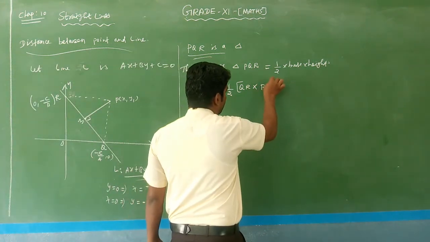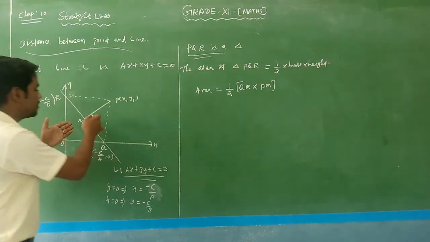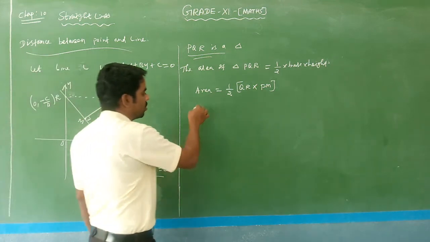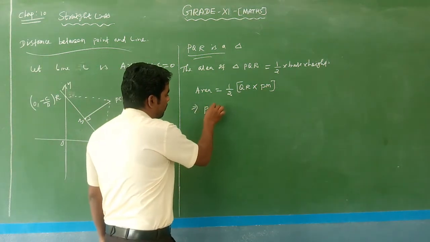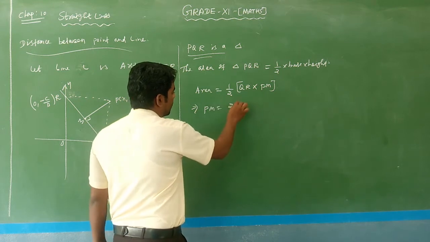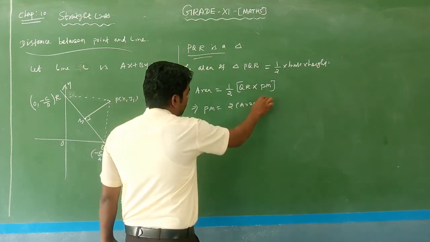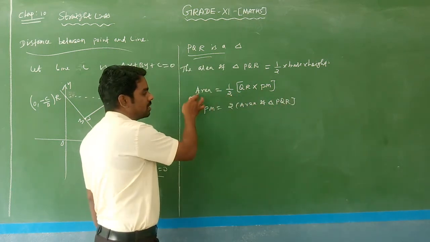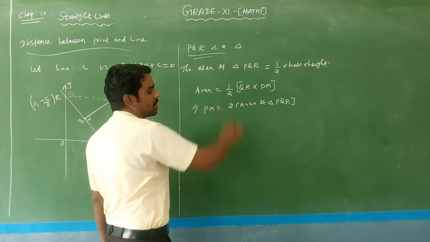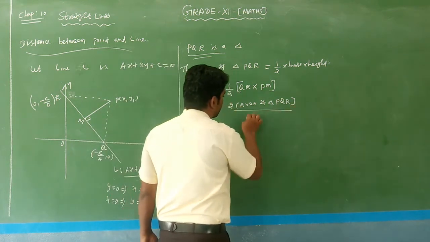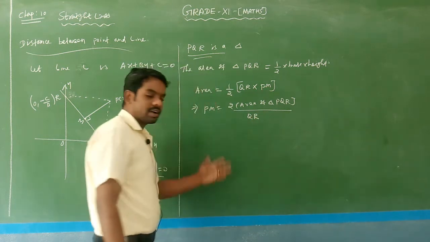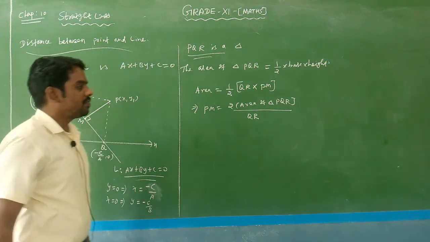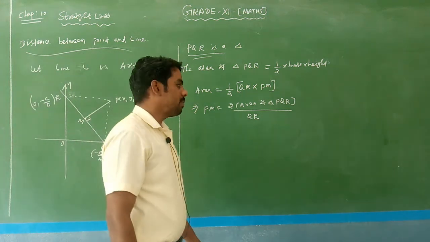Okay, right. So the required answer, the perpendicular distance from the line to the point x1 comma y1, is PM. So PM is equal to 2 into area of triangle PQR divided by the distance between Q and R. This is the required answer, the perpendicular distance between this point and this line. So first of all, find the area of triangle PQR.